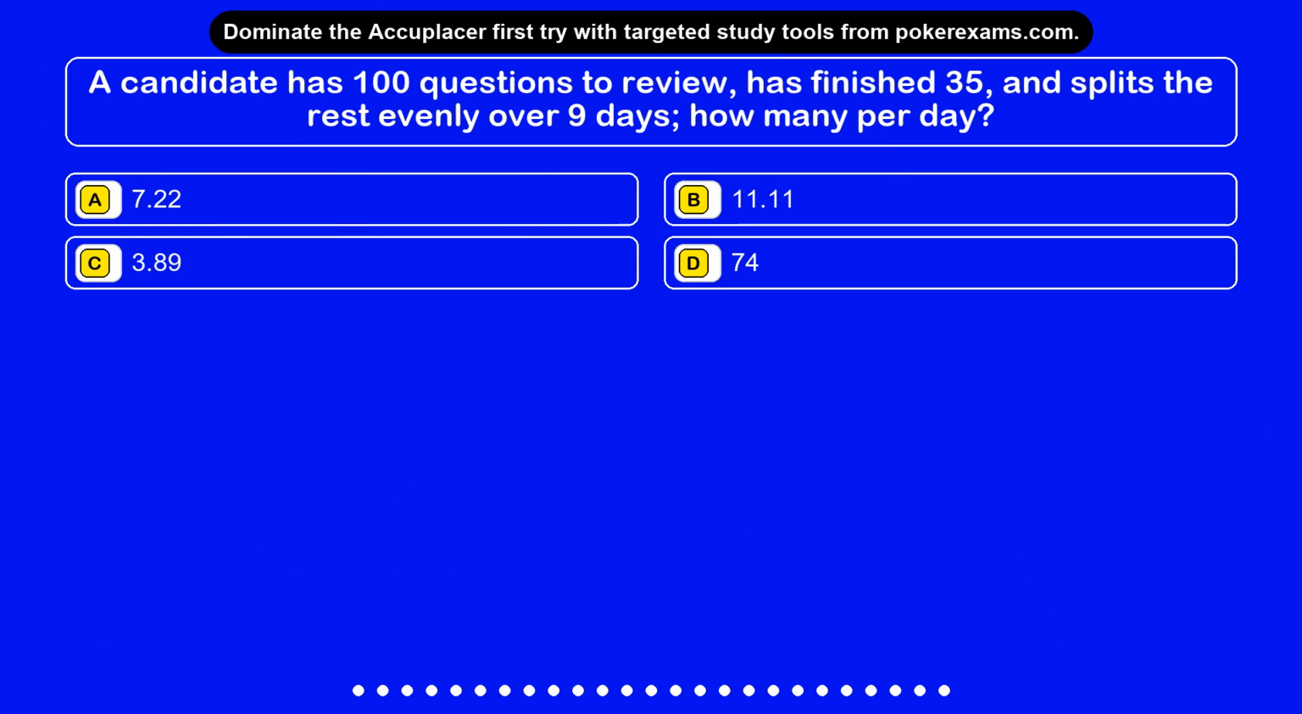Question 8. A candidate has 100 questions to review, has finished 35, and splits the rest evenly over 9 days. How many per day? Option A, 7.22. Option B, 11.11. Option C, 3.89. Option D, 74.